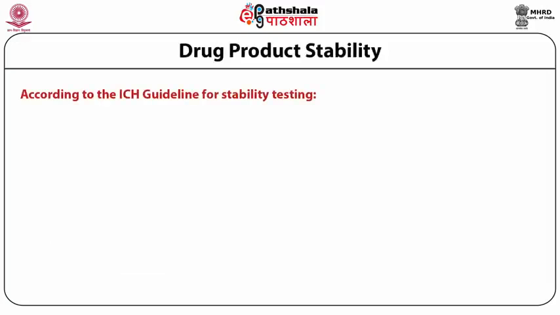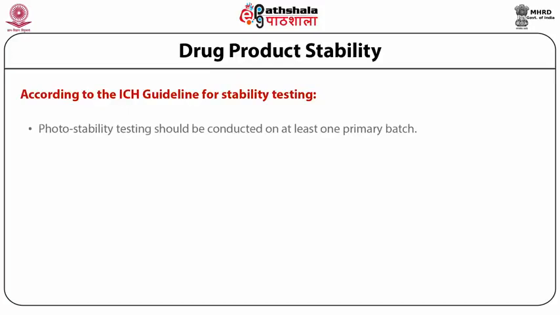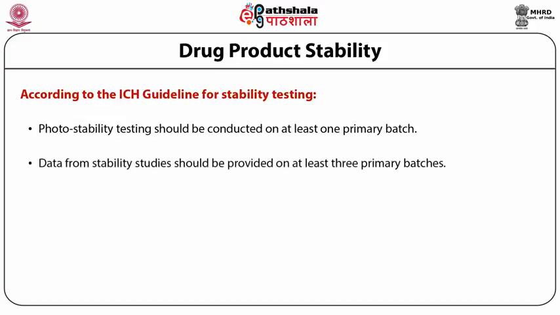According to the ICH guidelines for stability testing, the design of formal stability studies for the drug product should be based on knowledge of the behavior and properties of the drug substance. Photostability testing should be conducted on at least one primary batch of the drug product, and data from stability studies should be provided on at least three primary batches of the drug product.